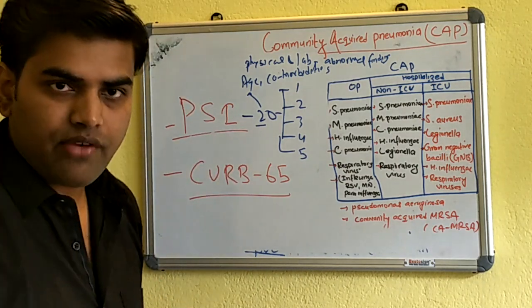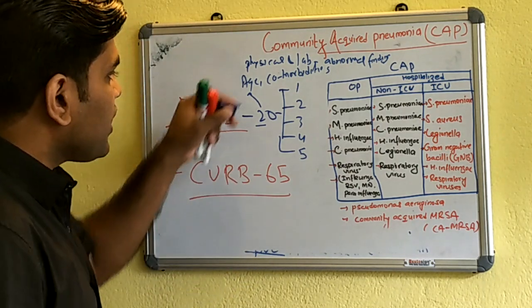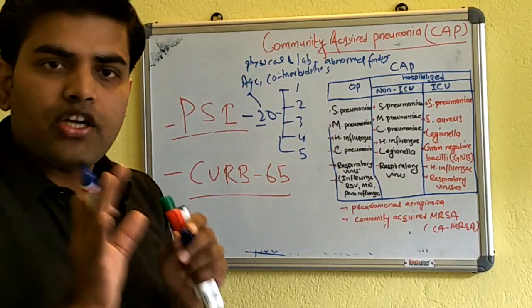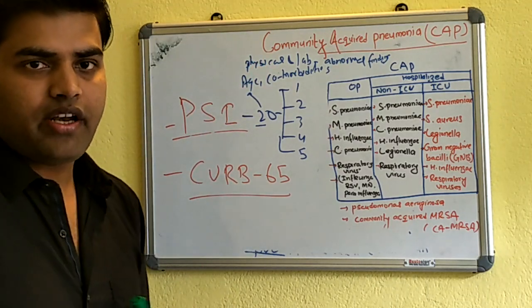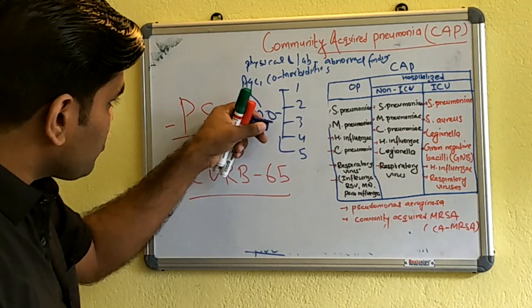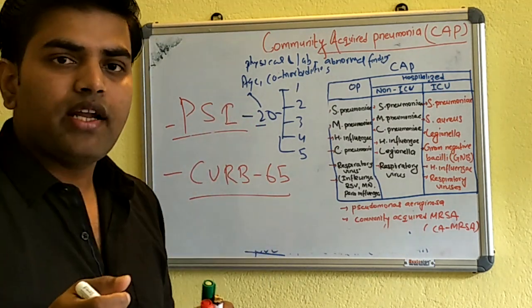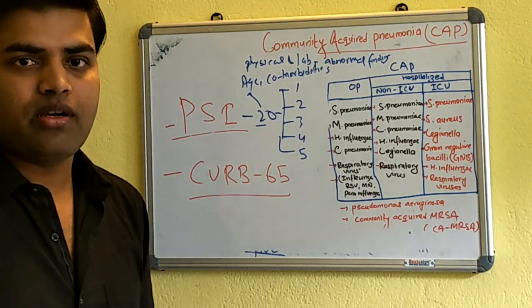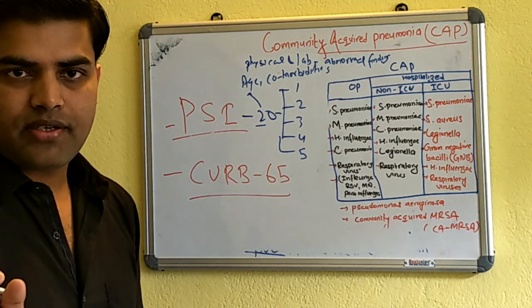is classified into 5 classes, and among the 5 classes, class 1 and 2 can be treated in OPD, outpatient setting, at home. But when it comes to 3, 4 and 5, you have to treat him in hospital. You have to hospitalize the patient.